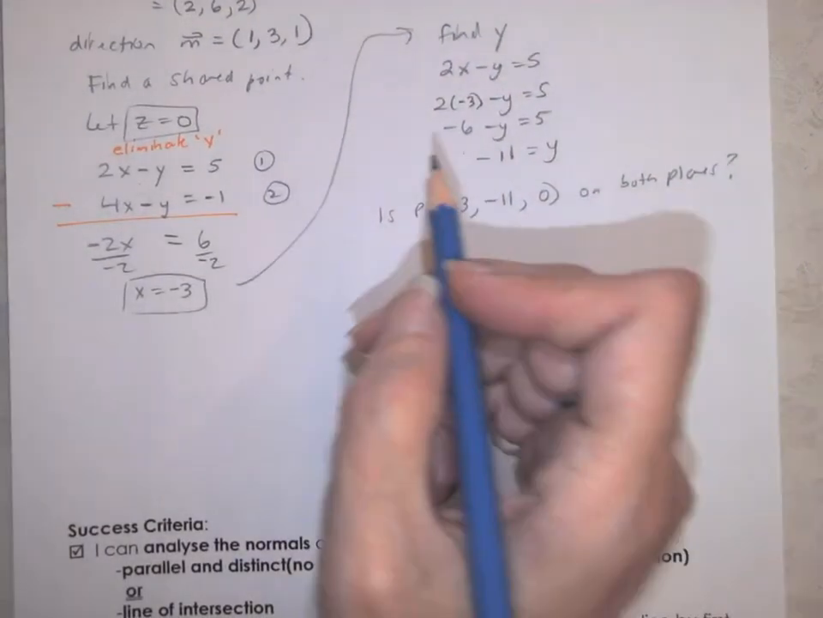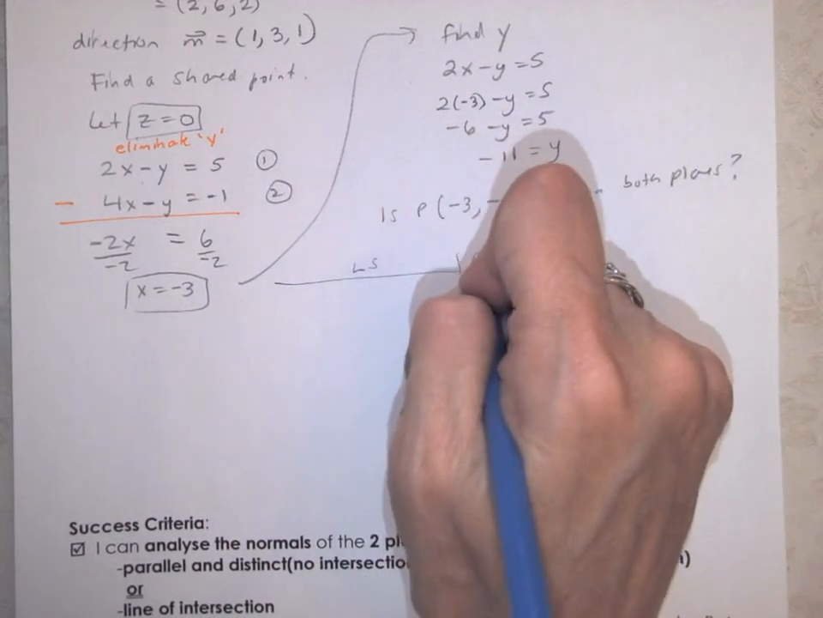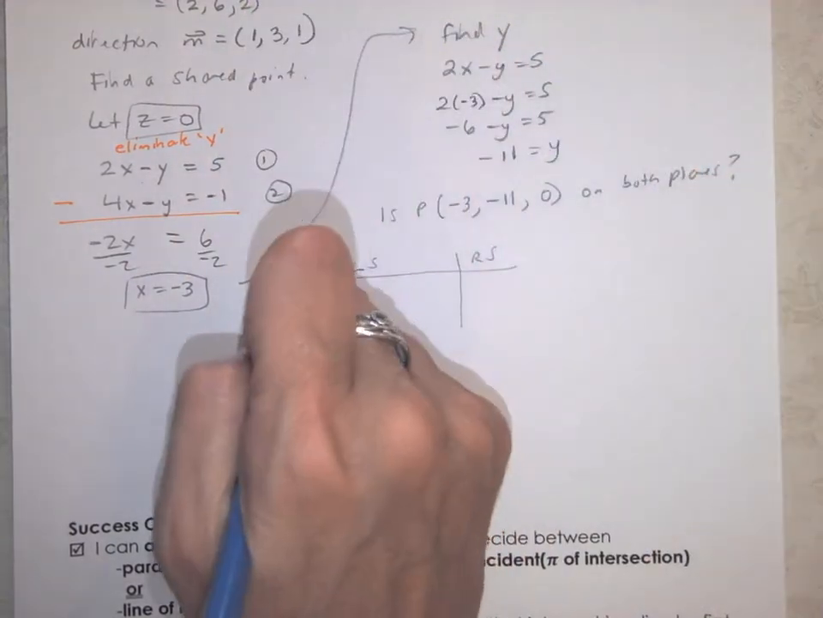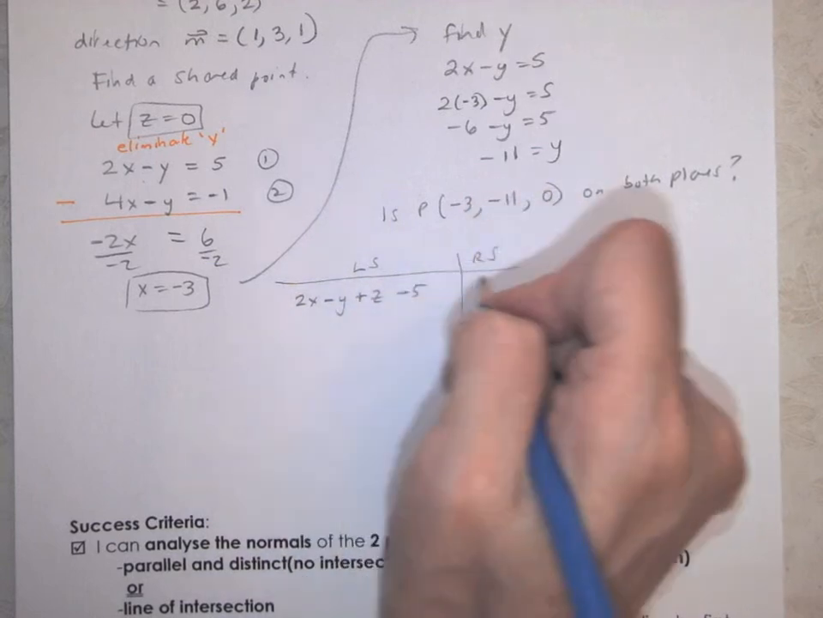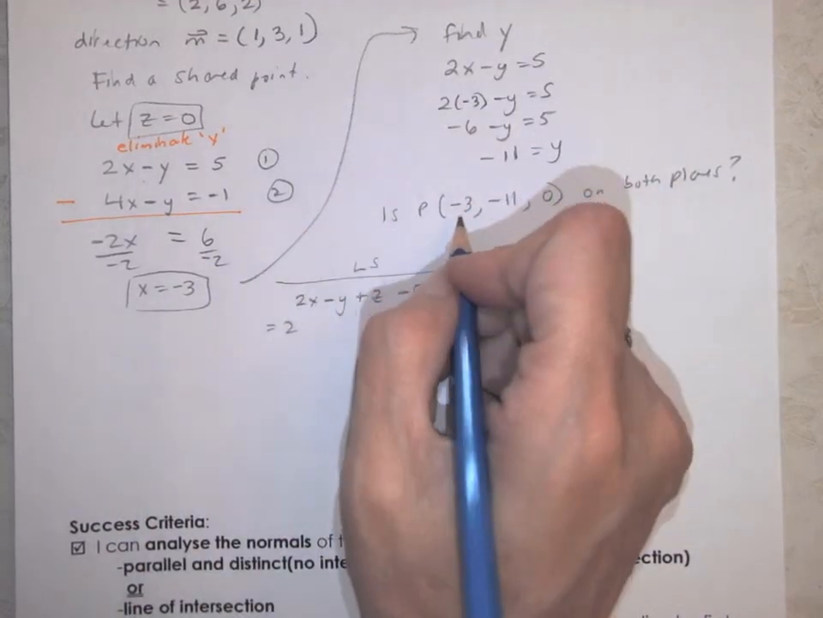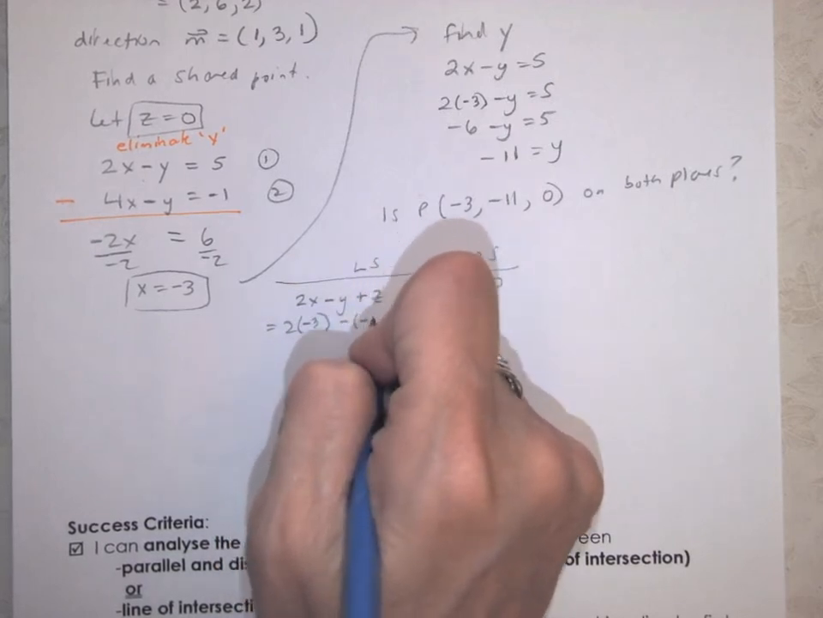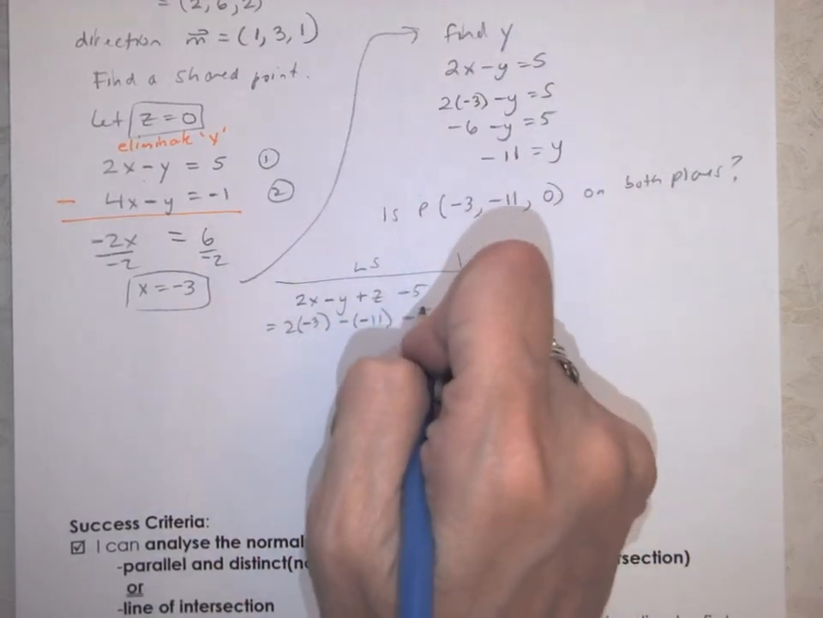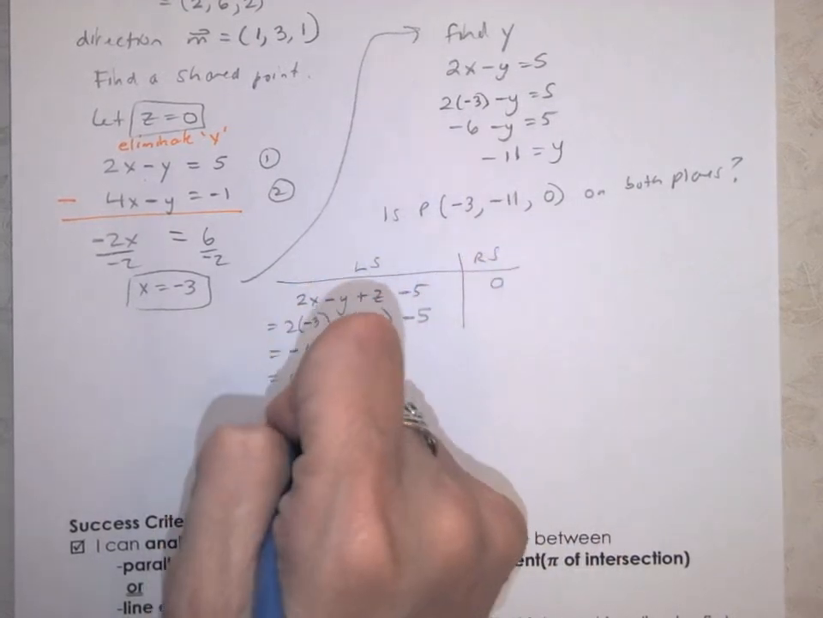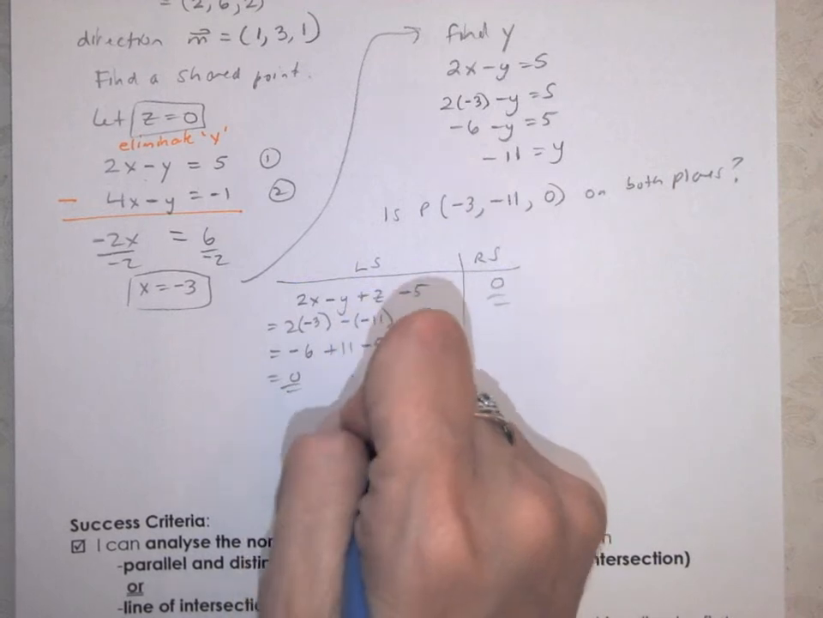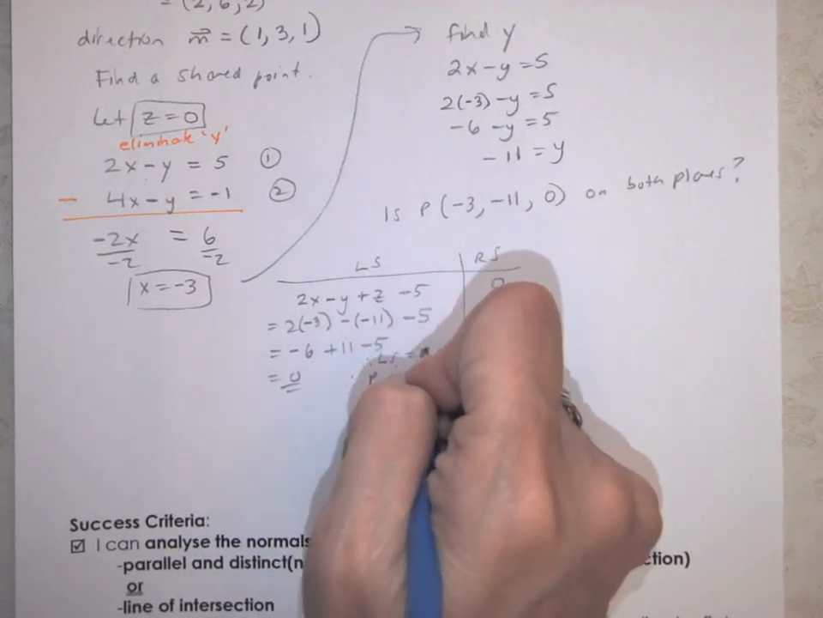So I'm going to do a left side, right side check for each plane. So my first plane, 2x minus y plus z minus 5 equals 0. And I'm testing the point where x is negative 3, y is negative 11, z is 0. And I do get 0, so therefore P is on pi 1 because the left side equals the right side.